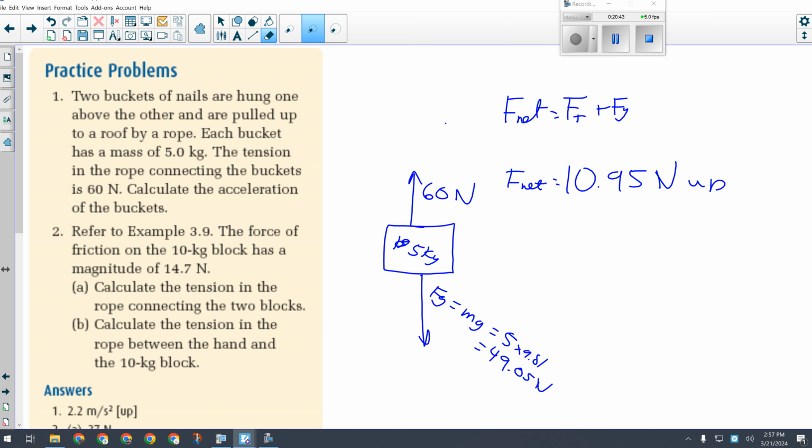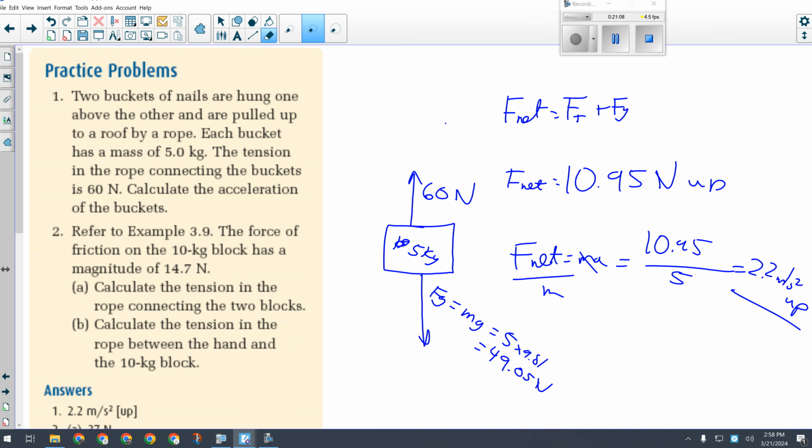I'm supposed to find acceleration. Can I find it now? I know mass and F net. So now I'll do F net equals m times a, divide both sides by mass, 10.95 divided by 5 kilograms should give me 2.2 meters per second squared up. That's the acceleration of the bottom bucket, the top bucket, both buckets. They're a system.